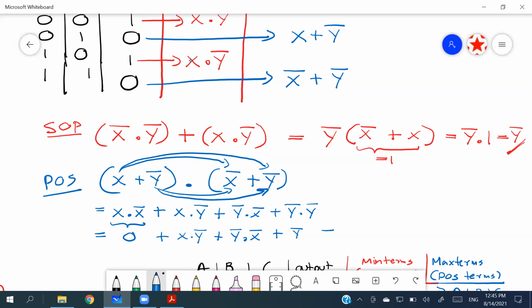So now what happens? We can disregard the 0. We have y bar in every other term. So we take y bar out.